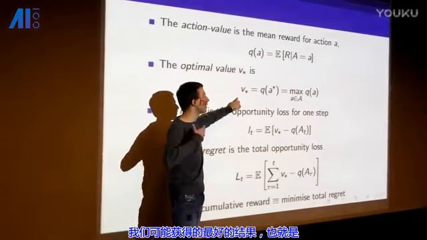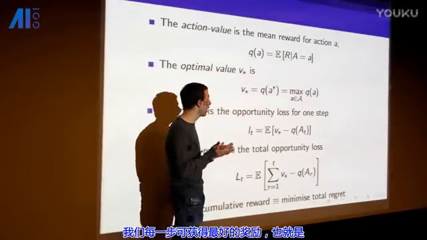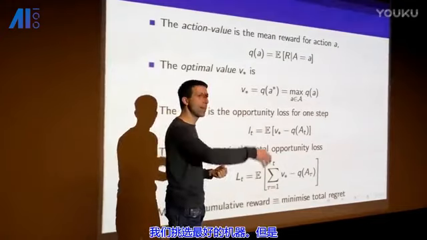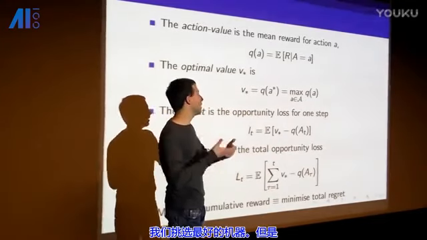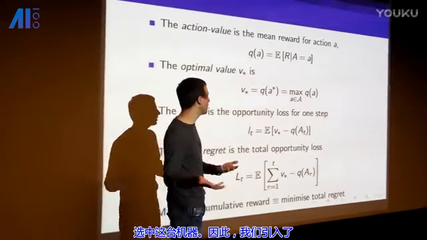So V star is the best we can possibly get. We're just getting the best reward every single step. We pick the best machine. But unfortunately, we might not know how to pick the best machine, so we incur some regret.